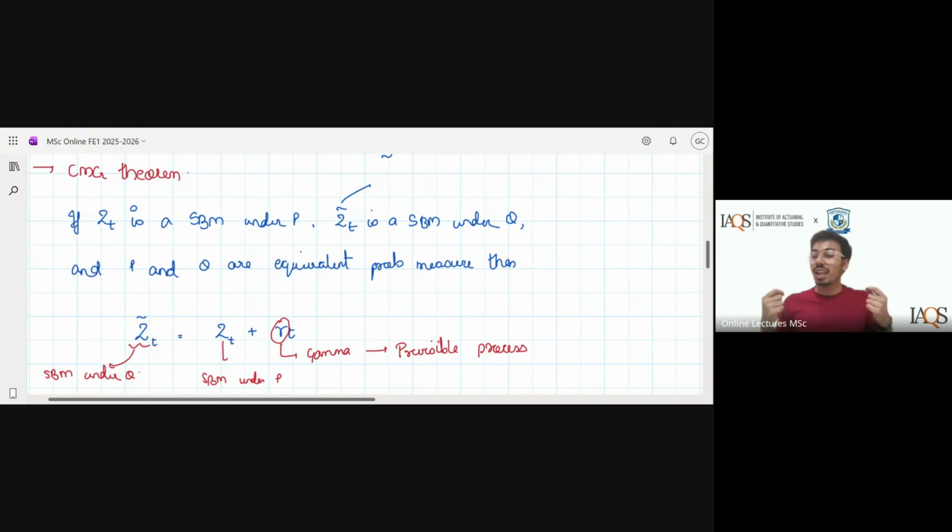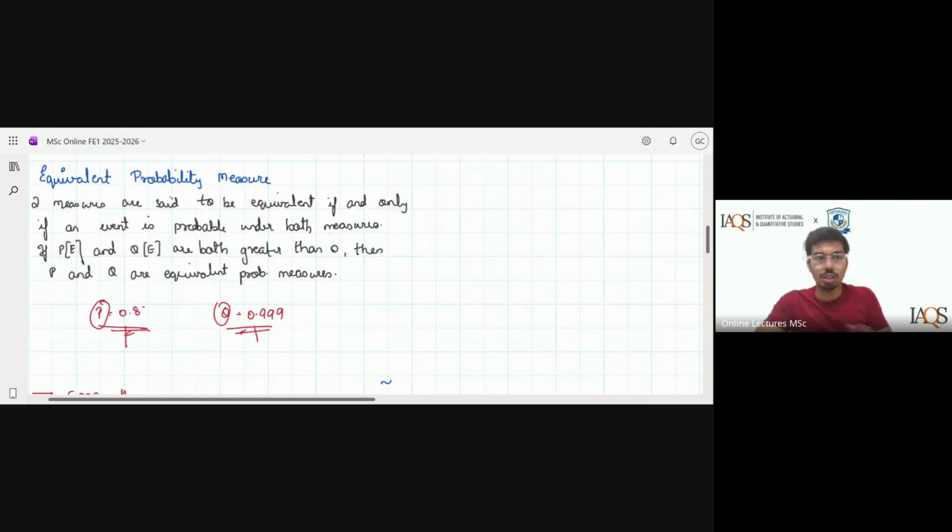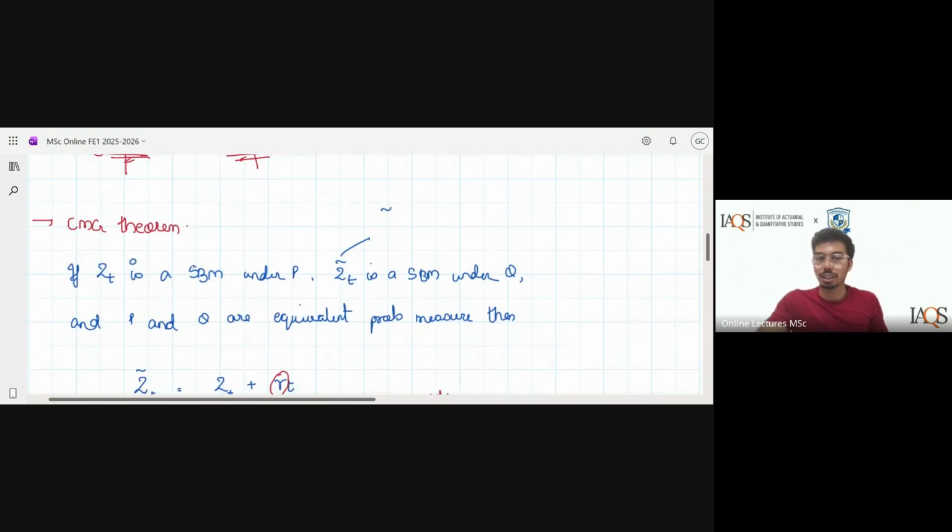In the exam, they can ask you to state the CMG theorem. You just need to state this part, whatever is getting presented right now. Write the notation, write what the statement is, write the relationship. That is what the statement of the CMG theorem is. If they ask you to state equivalent probability measure and CMG theorem, write this part, write this part.